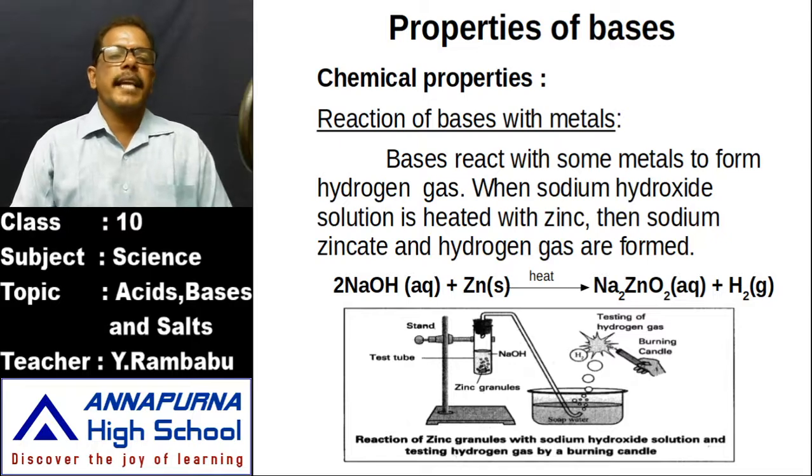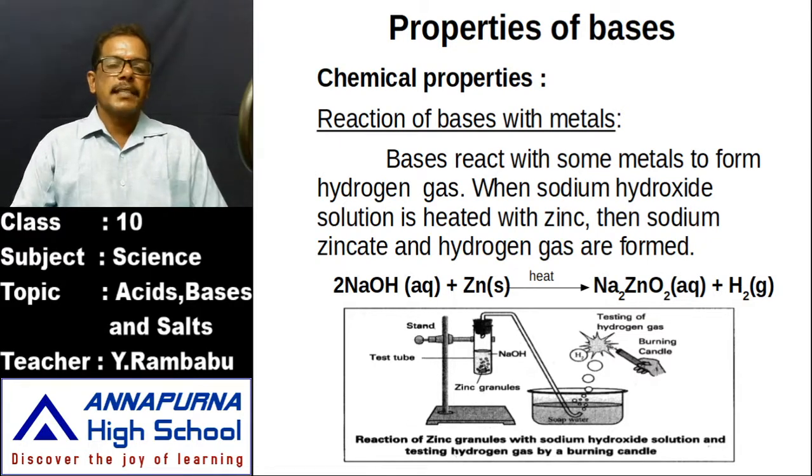Let us observe the reaction of the base sodium hydroxide with a metal, zinc. To observe that reaction, set up the apparatus as shown in the figure. How do we set it up? Simply, first take a boiling tube. In that boiling tube, a few zinc granules or zinc pieces are taken. Add sodium hydroxide solution. Sodium hydroxide is a base.